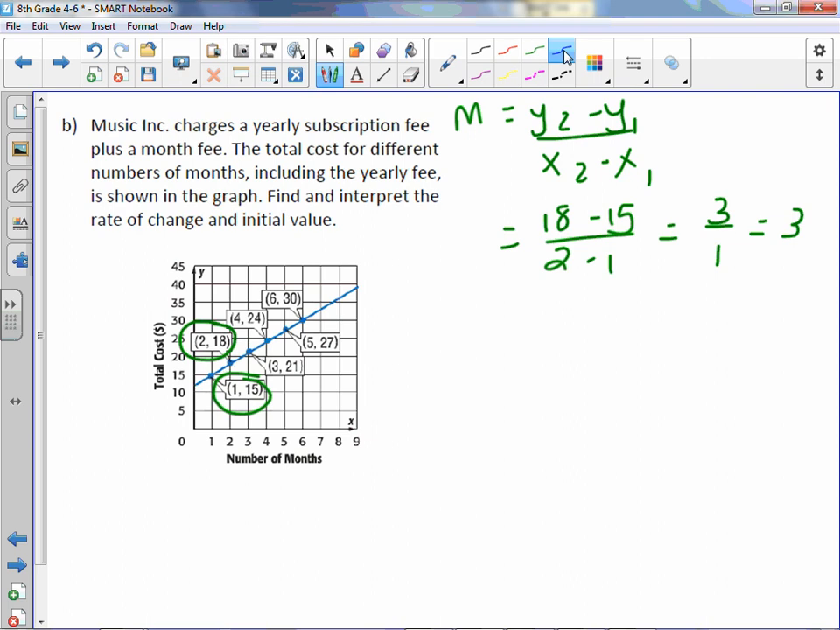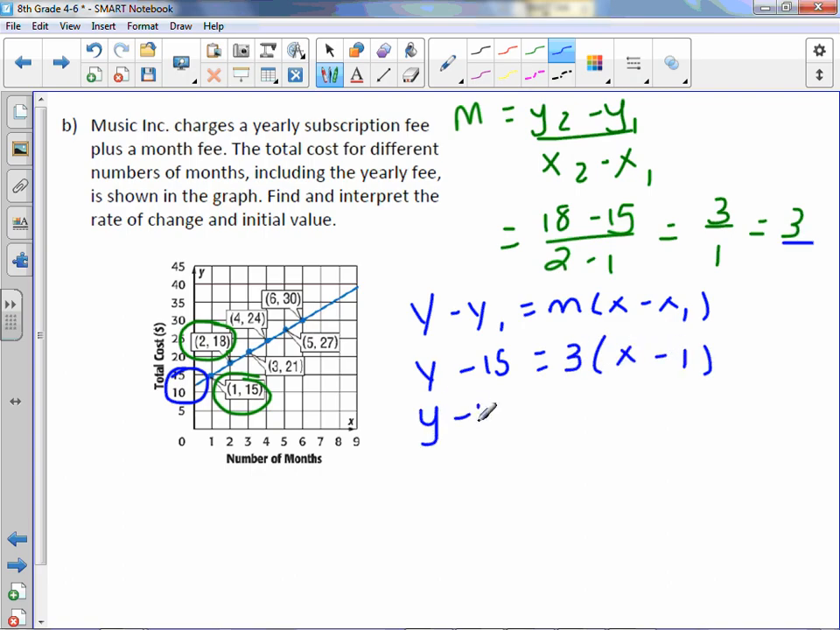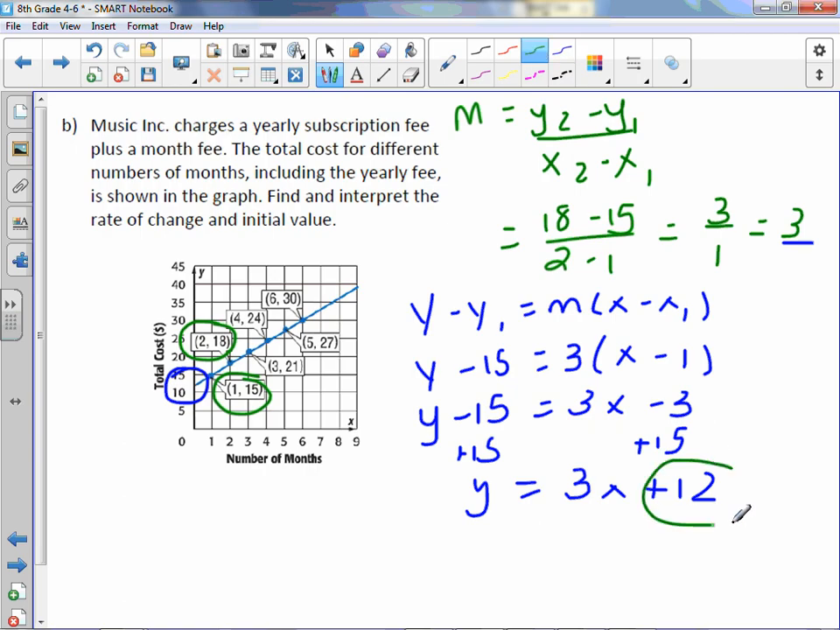Now this time our y-intercept, I'm not quite sure where it's crossing, so I'm going to use my point-slope formula. y minus y1 equals m times x minus x1. y minus 15 equals 3 times x minus 1. Distribute. y minus 15 equals 3x minus 3. Add 15. y equals 3x plus 12. So I know my initial value, or my y-intercept, is 12.